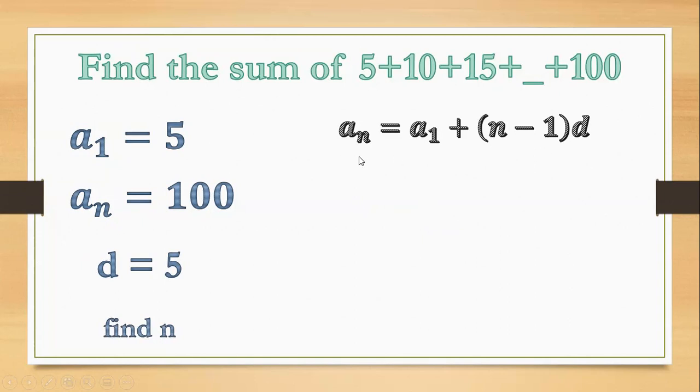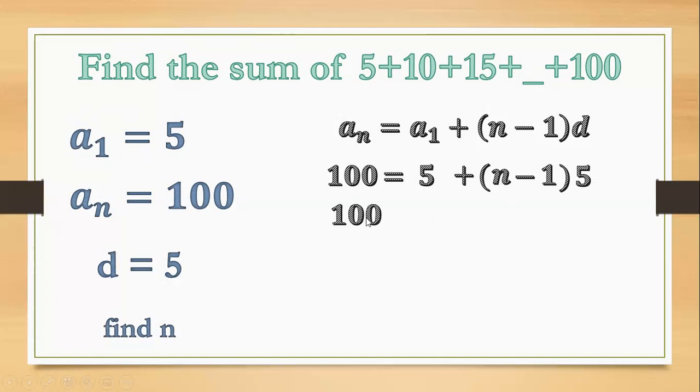So a sub n equals 100. A sub 1 equals 5. The unknown is n, so just copy n minus 1. The difference is 5. Next, let's use the distributive property.